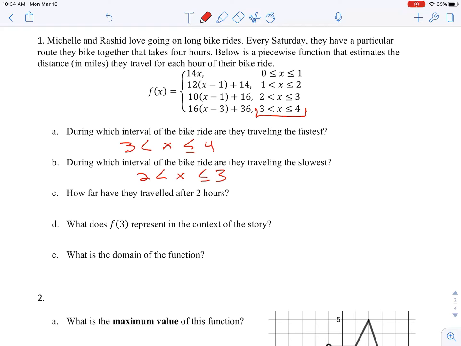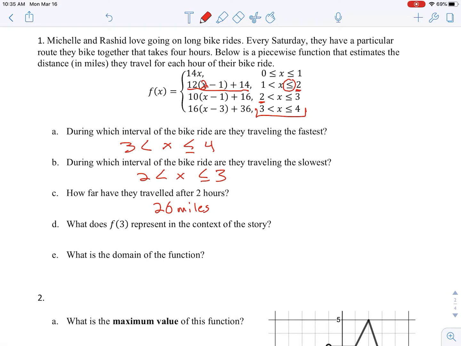Well, you would need to input the number 2 to the proper equation. So I see 2 in this equation and in this equation. This says or equal to 2, which means 2 belongs in this equation. So if I input 2 here, whatever I get is going to be the answer. 2 minus 1 is 1. 1 times 12 is 12. And 12 plus 14 is 26. So you would say in a complete sentence they have traveled 26 miles.